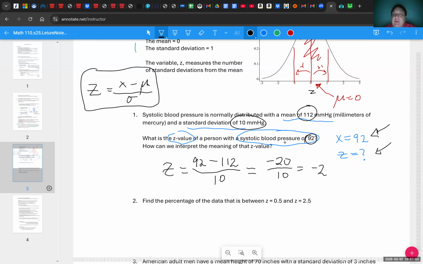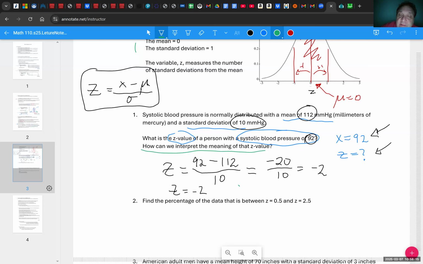So negative 2 is the z value. We'd say z value is equal to negative 2. So that's the example of converting from an x value in a normal distribution into a z value of the standard normal distribution. So how do we interpret this? How do we interpret the meaning of that z value?